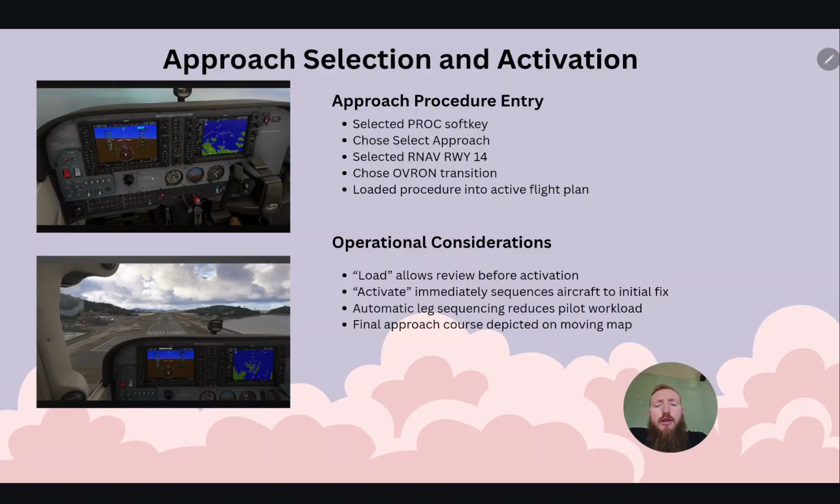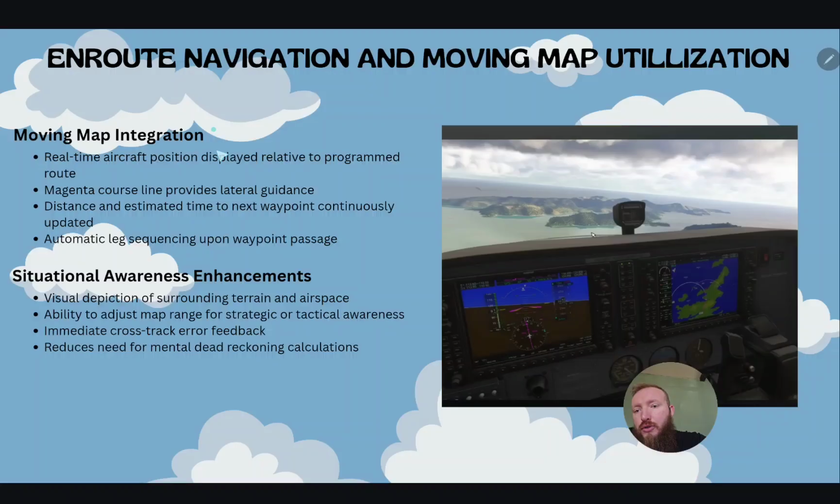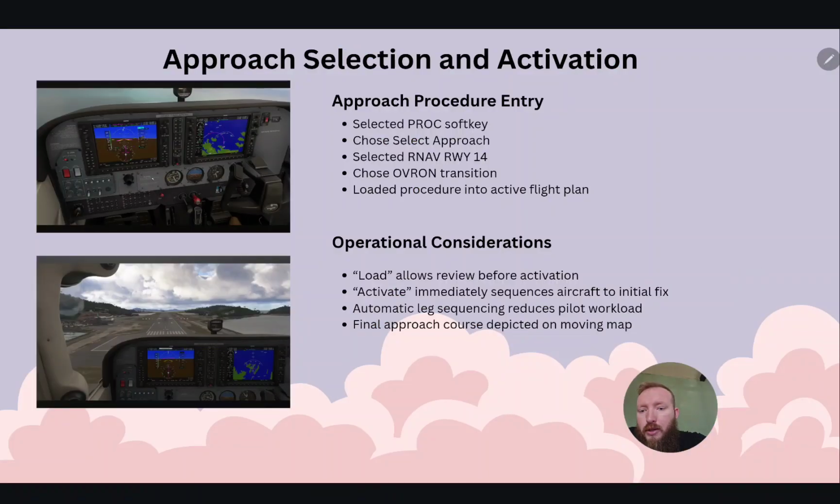Approach selection and activation. So when he was programming, he selected the procedure soft key, selected the approach, selected the RNAV for runway 14, and then chose the AVIA transition, which you can kind of see right here in the picture. It's like a loop that goes up like that. And then he chose the AVIA transition, loaded it into the active flight plan, which is pretty easy. And then load allows you to review it before activation, and then activate immediately sequences it into the initial fix.